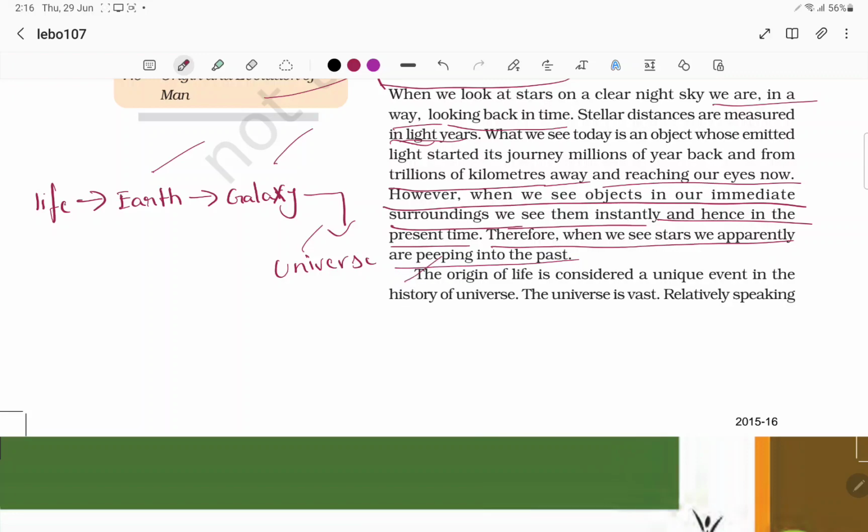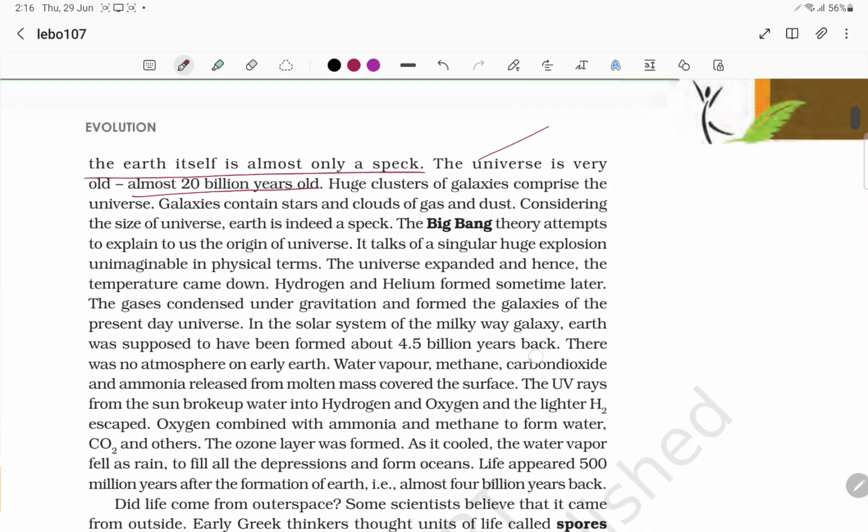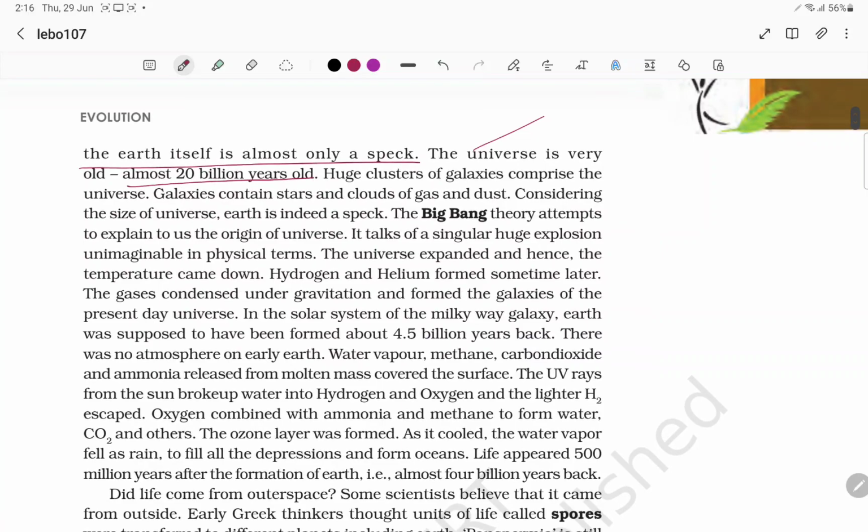The origin of life is considered a unique event in the history of the universe, right? Nowhere else can you find life except on Earth. So is this a unique event or not? The universe is vast. Relatively speaking, the Earth itself is only one small speck in the universe, because the universe is very old, around 20 billion years. So 20 billion years ago, the universe was formed.